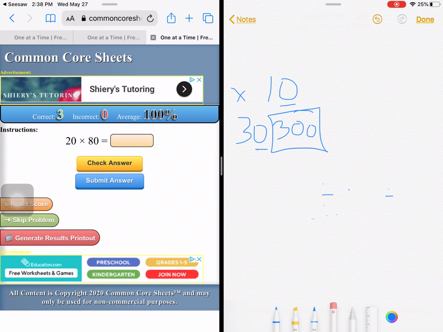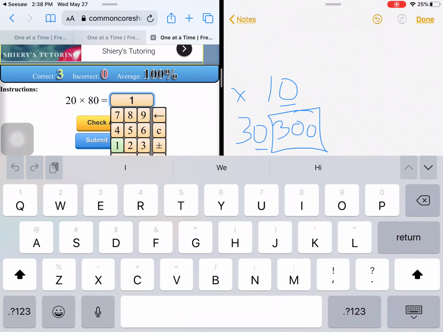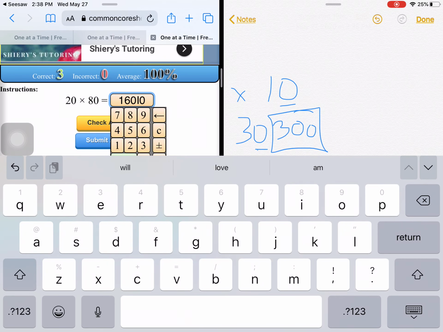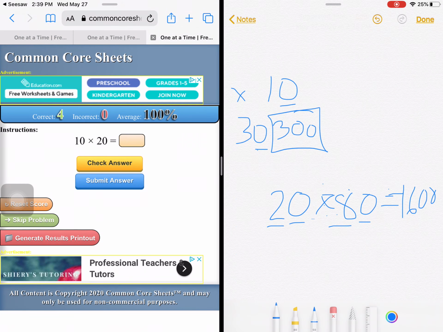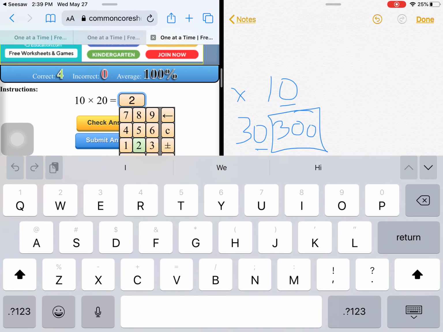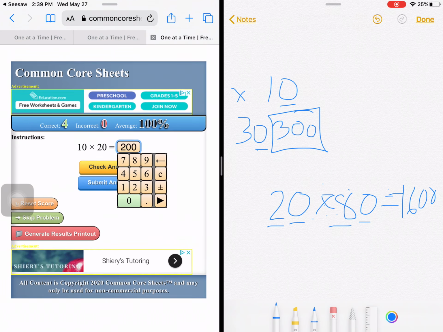Then I'm going to go 20 times 80, and I could use an area model, or I could just go, I'm multiplying, so they're getting more zeros. So I would go 2 times 8 is 16, and 2 zeros. So 1,600. Yep, that's it. And then this would be 200 because 1 times 2 is 2 with 2 zeros.